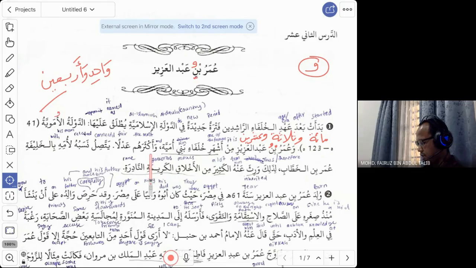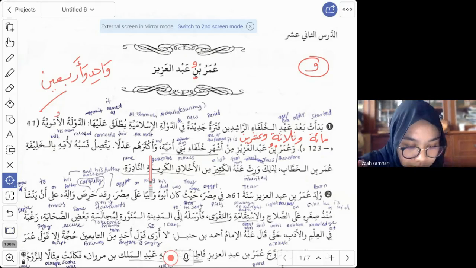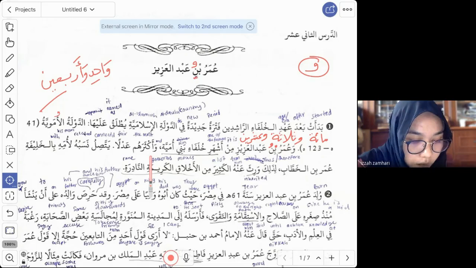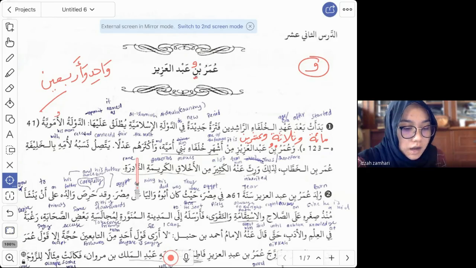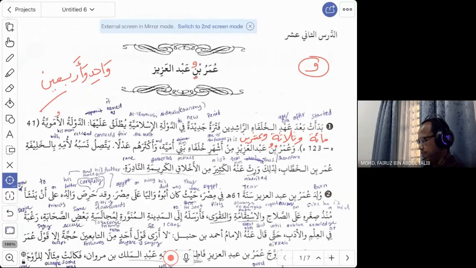The next one: wa aksarahum adlan. And he was the most fair. The most fair of them.